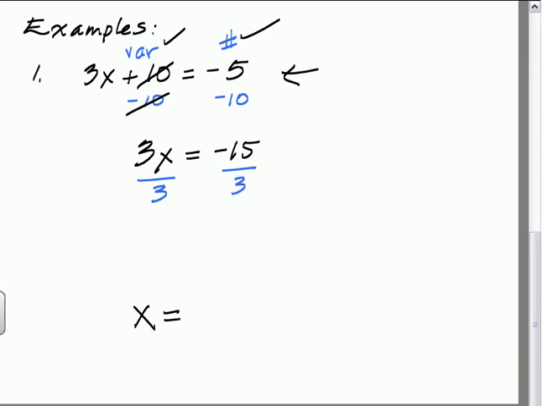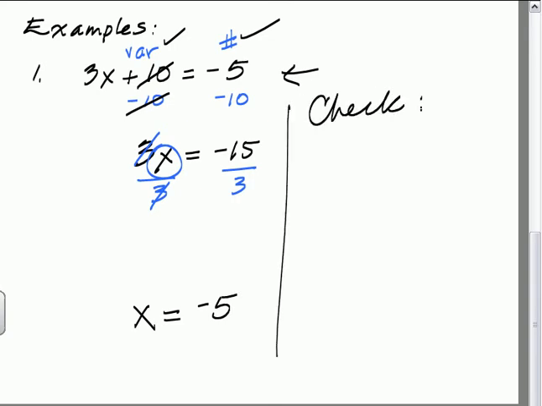Did that do what we wanted? These 3's will cancel, and what we have left over is our little lonely naked x all by itself. And on the right, the result of negative 15 divided by 3 is a negative 5. So let's just check that to see if we got an A on this. If x equals negative 5 is the solution to this original equation, and I'm going to have to clean that up just a little bit.